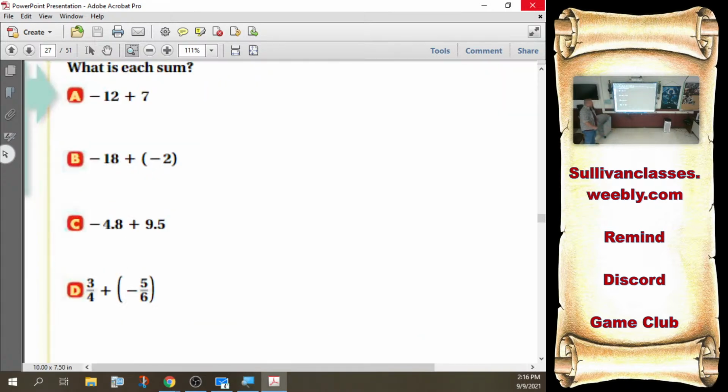Okay. I have negative 12 plus 7. It's a negative and a positive. So you go with who's bigger. What's my sign going to be? It's going to be negative because the 12's got more weight to it. And then just take 12 minus 7. Because that tells you how far their absolute values are apart. Count it out with fingers if you need to. 12, 11, 10, 9, 8, 7.